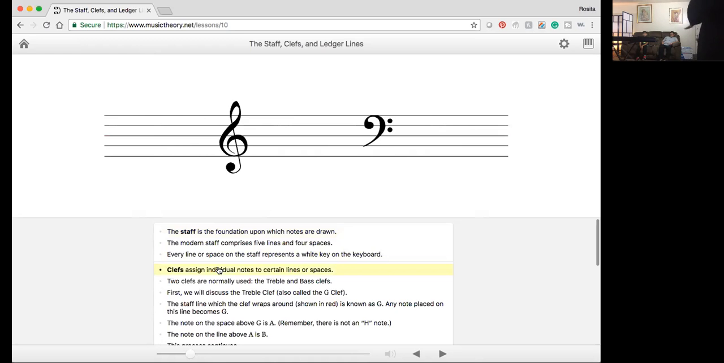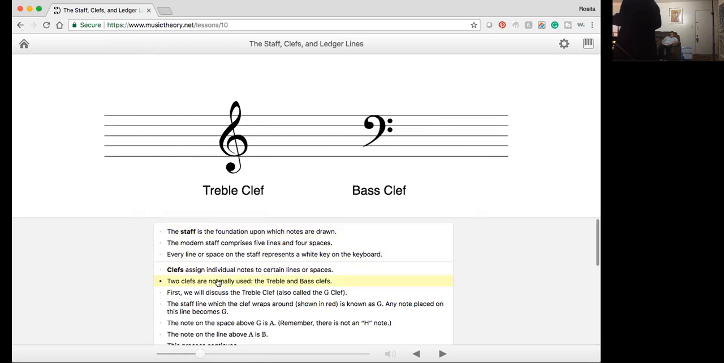So the 2 most common ones that you are going to encounter will be these 2. And they're called the treble clef and the bass clef. Now these have nicknames. The treble clef can be also known as G clef. And then the bass clef is also known as the F clef.